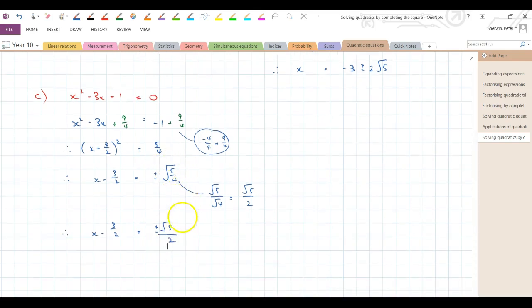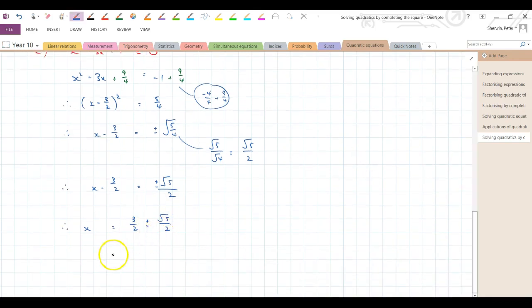Okay, that's root 5 over 4 simplifying to that. The last step is to take the minus 3 over 2 and make it a plus 3 over 2 over here. So 3 over 2 plus or minus the square root of 5 over 2. We've got common denominators, so we can put them together, and it will read like this: 3 plus or minus the square root of 5, all over 2. That's the magic gold standard answer right there.